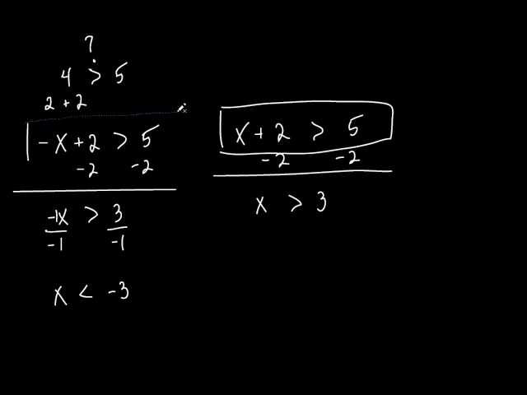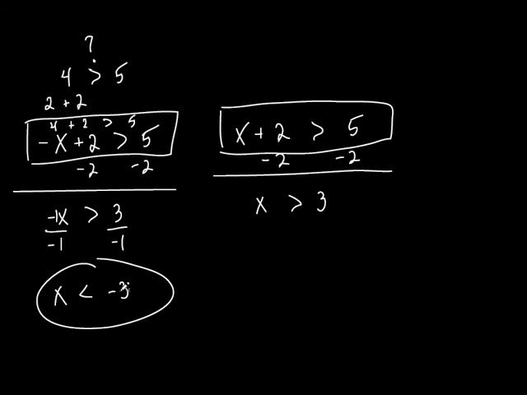Negative 4, that's good. Okay, so let's put it in for this. Negative 4 is what? Positive 4 plus 2 is 6. Is 6 greater than 5? Absolutely. So that does work, doesn't it? You can pick any number that's less than negative 3, and it's going to satisfy the inequality, is what they say in math sometimes. Does that make sense?